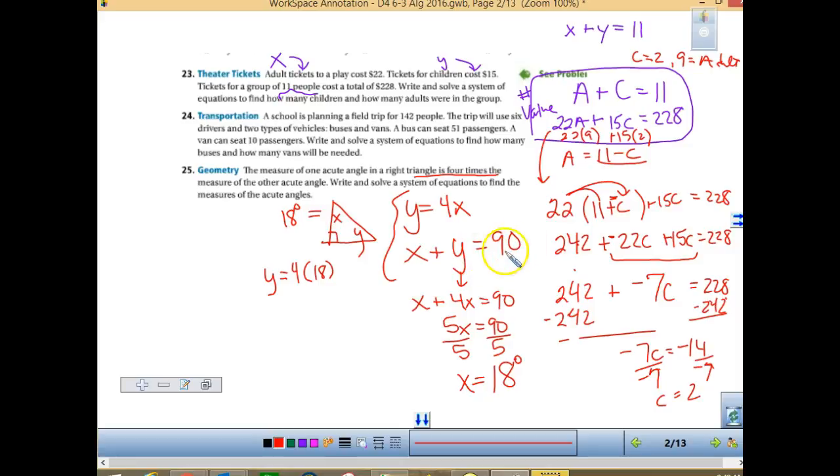Someone else said, oh, couldn't I have just taken 18 away from 90? That works too, right? Because that's what x is here and that's what y would equal. So it doesn't matter which way you solve it, right? So we should have 72 degrees. 72 plus 18 equals 90. 18 times 4 gives me 72. Okay, so there's many ways of solving. Okay.